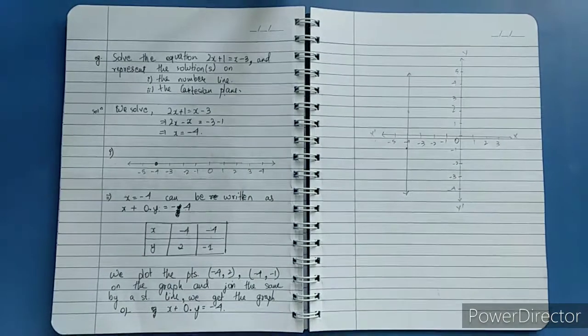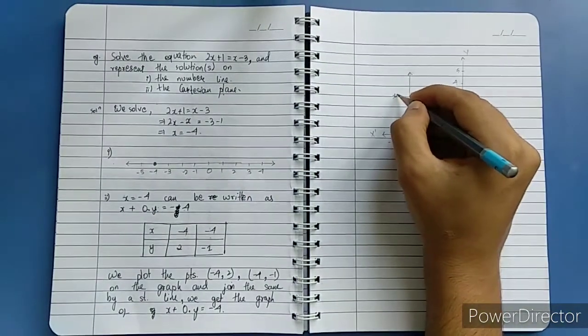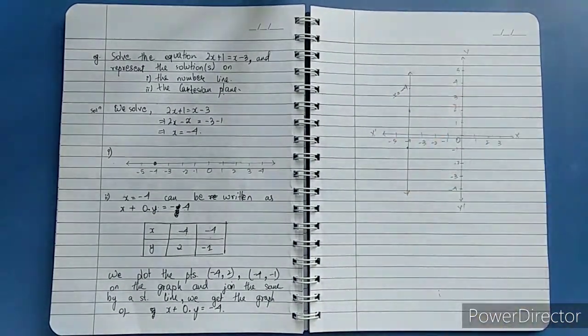So this is how easy it is to draw a graph. This is x equals minus 4. So with this we conclude today's class.